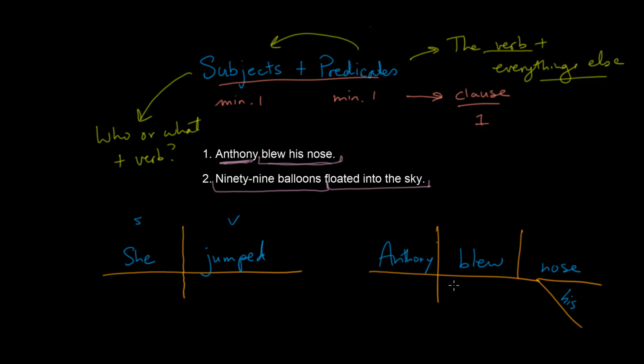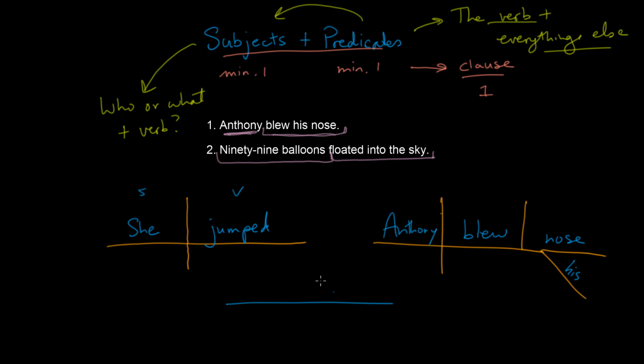The main thing to know for now is just to be able to draw that horizontal line. Then we draw this vertical line that extends a bit below. We put the subject on one side, the verb on the other side, and we've started diagramming subjects and predicates.